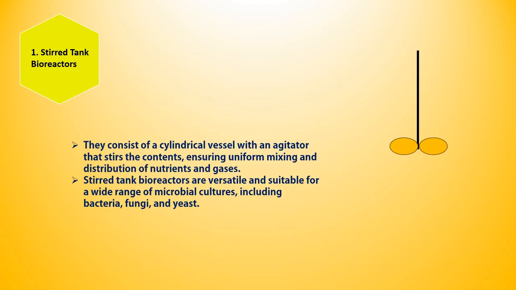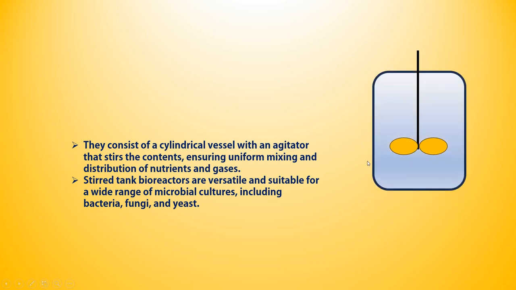A stirred tank bioreactor consists of a cylindrical vessel with an agitator or impeller that stirs the contents, ensuring uniform mixing and distribution of the nutrients and gases. Stirred tank bioreactors are versatile in nature and suitable for a wide range of microbial cultures, including bacteria, fungi, and yeast. The impeller circulates, and for that reason the media present within the bioreactor is also circulated.